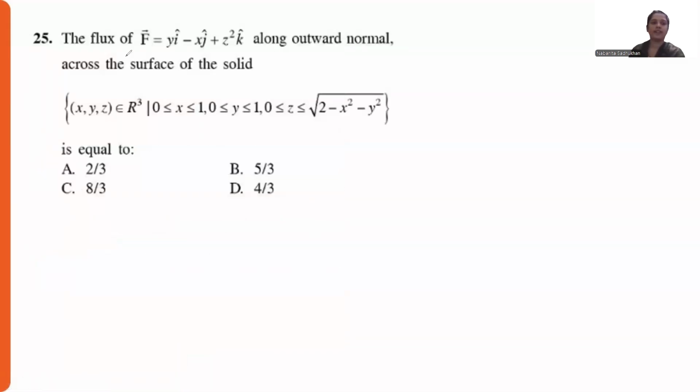The flux F is given by y i cap minus x j cap plus z square k cap. It is an outward normal along the surface of the solid. So we have to find the flux at that point.